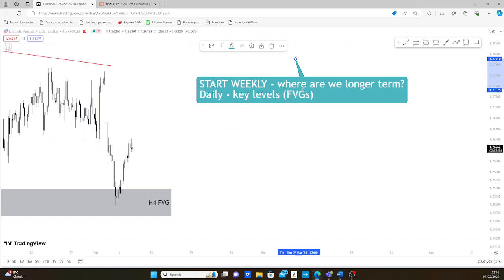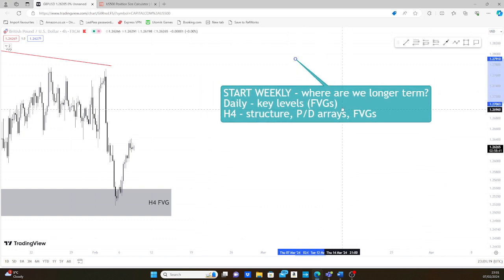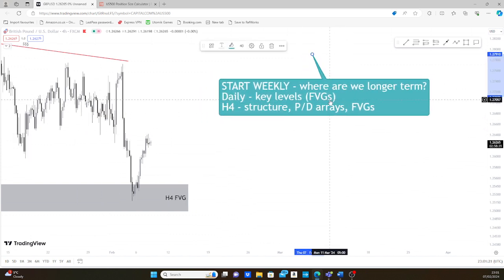Or POIs, same thing. Now, when we go on the 4 hour time frame, what we're looking for is our structure. We're looking for PD arrays. And you guessed it, we're looking for fair value gaps as well. So this is how we form our analysis on the higher time frames.